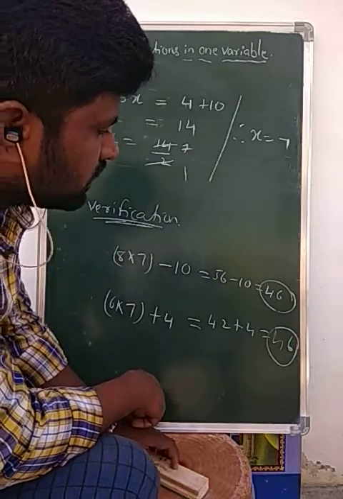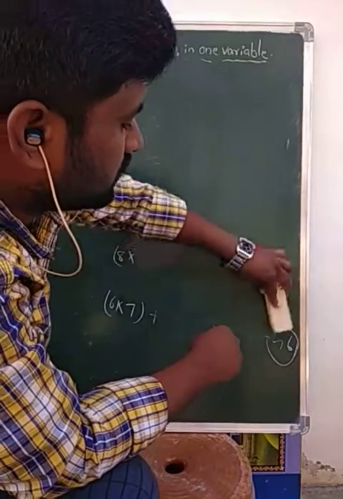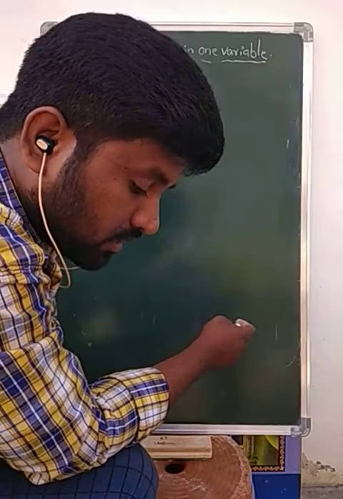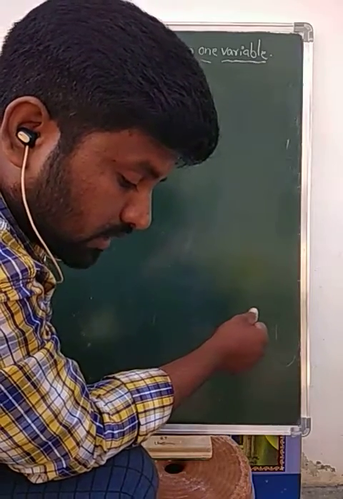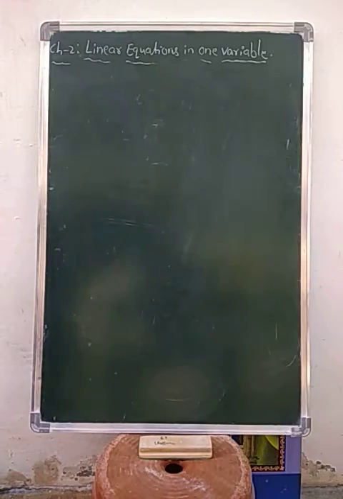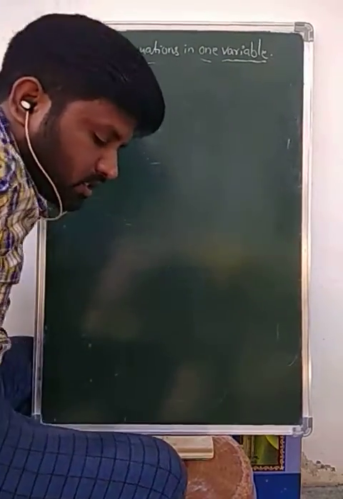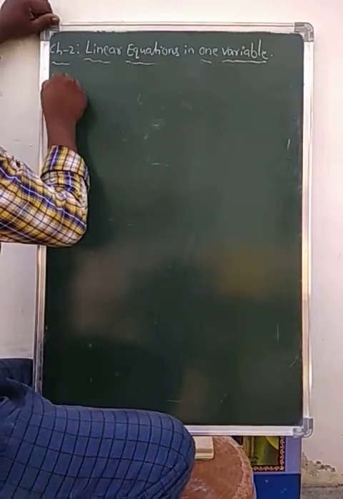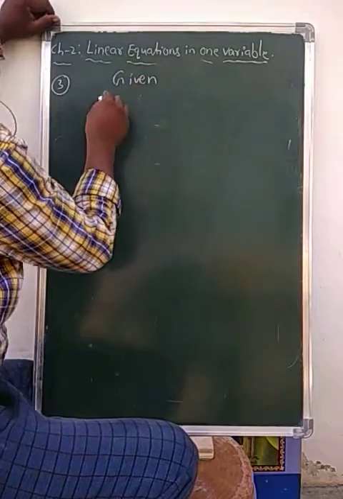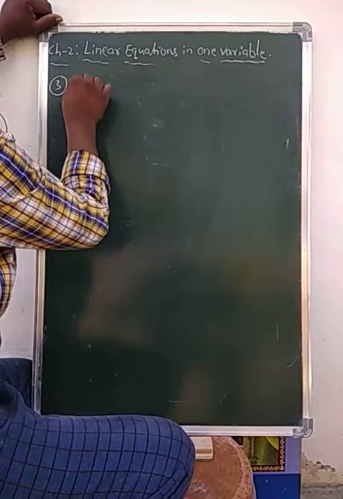Okay students, now see one more question. The question is given: a number consists of 2 digits. I am writing the given data, the third one. Given. First of all, I am writing the question.